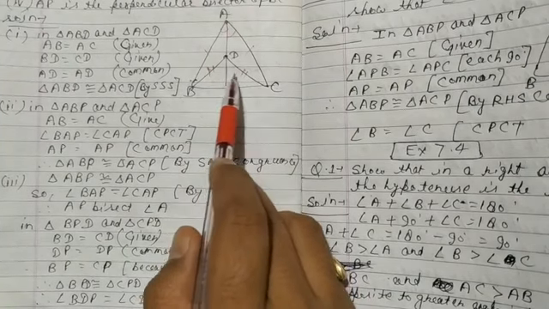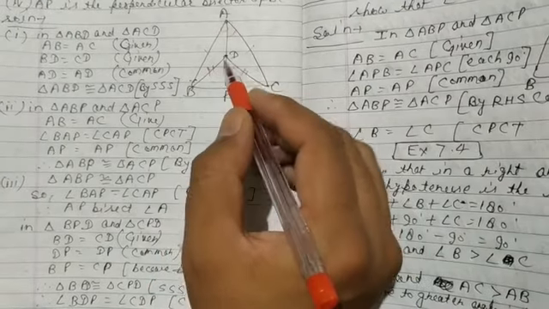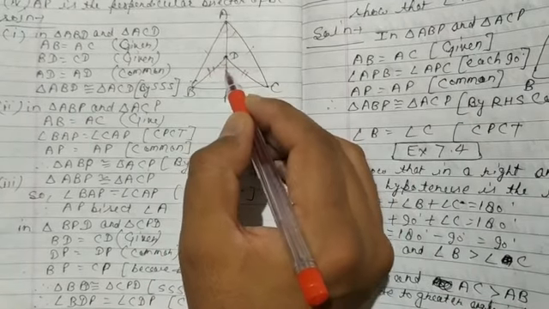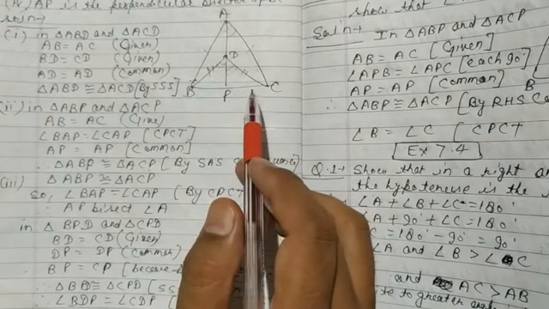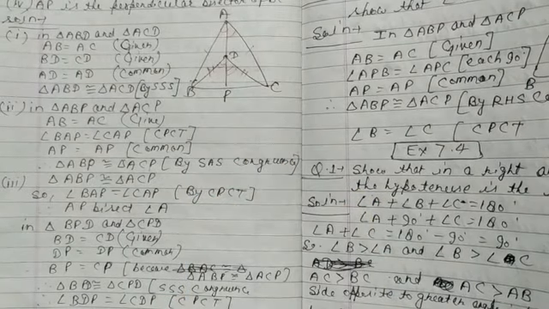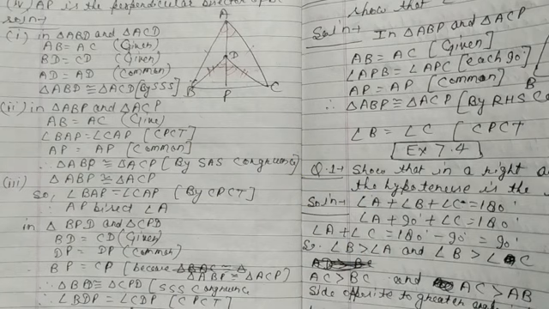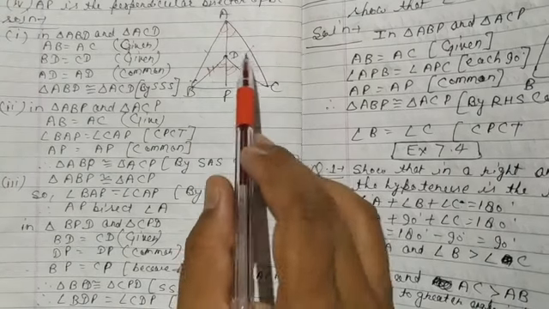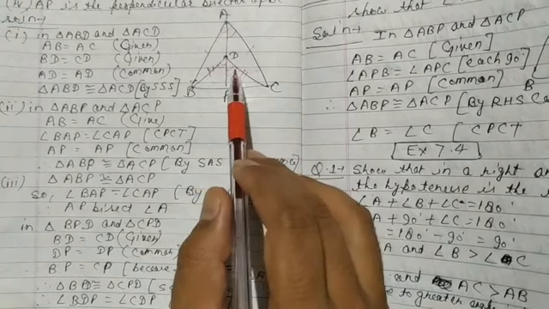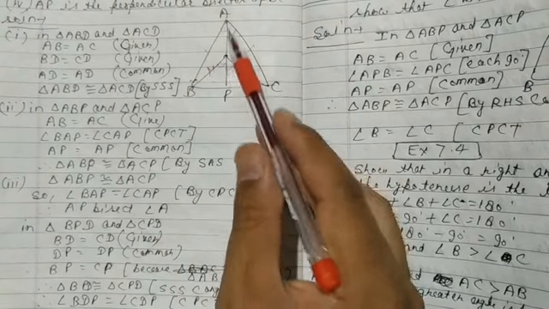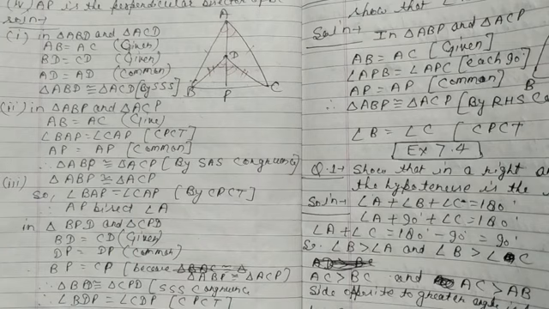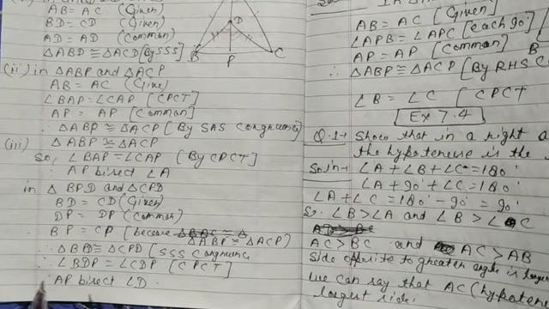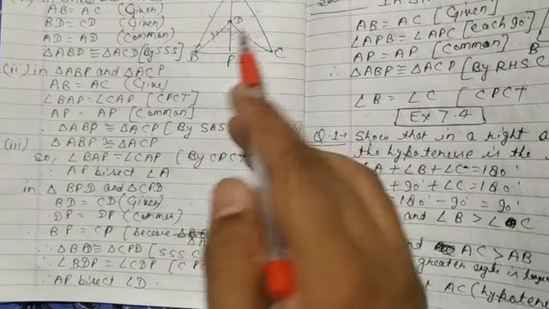These two triangles are congruent, so we can say this angle and this angle are also equal. Why? Because both triangles are congruent, so all angles are also equal. So by CPCT, angle BPD equals angle CDP. So we can say these two angles are equal. So AP line bisects this angle, AP bisects angle D. So we can write AP bisects angle D.